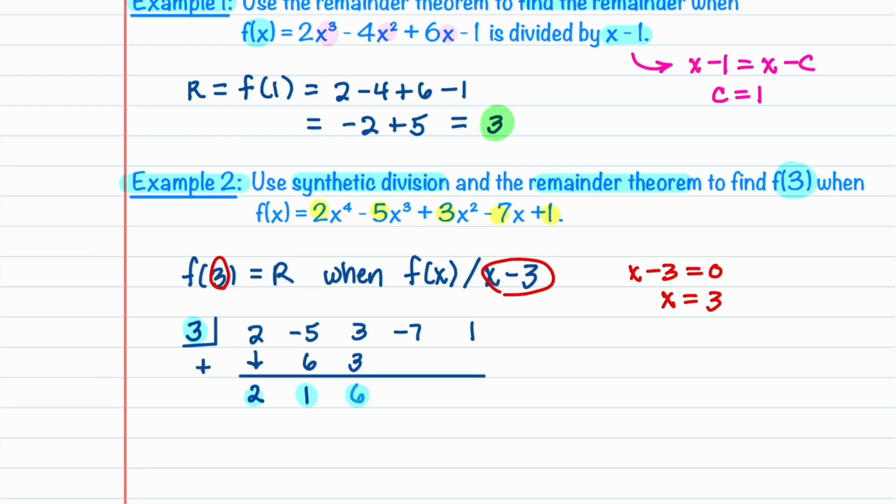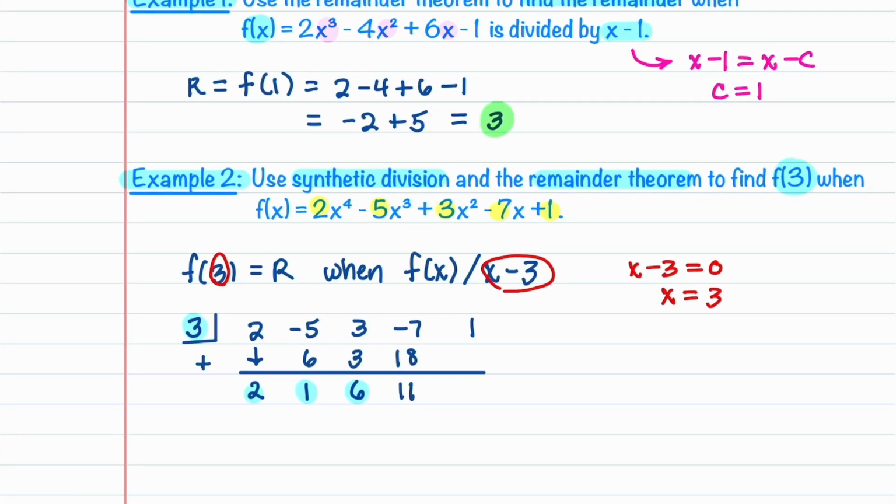Now we'll multiply 3 times 6. We get 18. And then we'll add 18 and minus 7 and get 11. And then we'll do one last multiplication. 3 times 11 is 33. And we'll add 1 and 33, and we get 34.